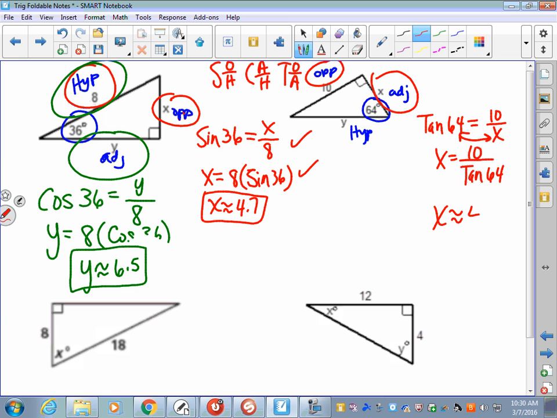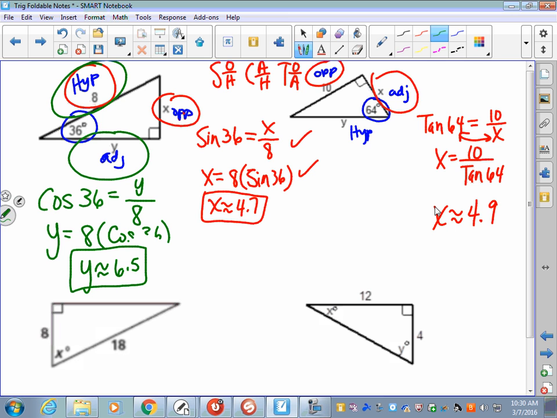Y is 4. X is 4.4. Here's the trig button. It wasn't giving me the same results as you. It probably would be, you got to make sure it's the same thing, radians and degrees. We should get 11.1 for Y.